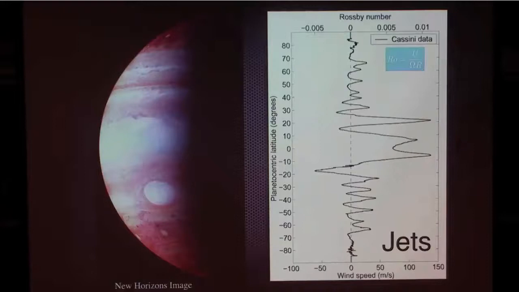How about I get back to it later? That's the Rossby number. It's the velocity measured relative to the velocity of the equator of the planet. So it's how fast are the velocities relative to the rotation velocity. Okay. So all right. So Jupiter's delightful as well.